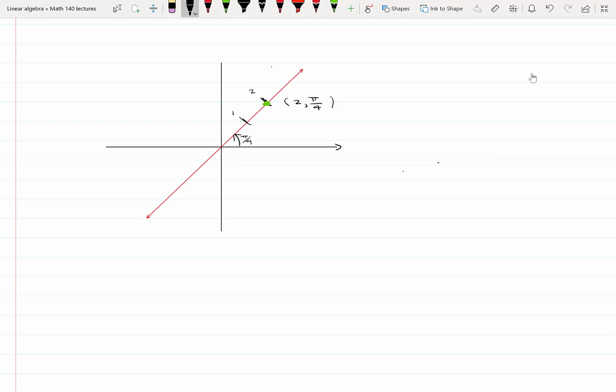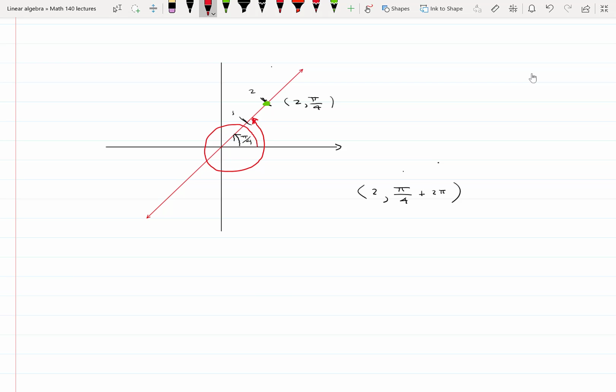Now what happens if I keep 2, but I continue to rotate the x-axis through another 2 pi? In other words, I have 2, and then pi over 4 plus 2 pi. What is the angle going to look like? I'm going to draw it in a new color so I keep track of the angles. Let's say, I guess, red. So here's pi over 4 plus 2 pi.